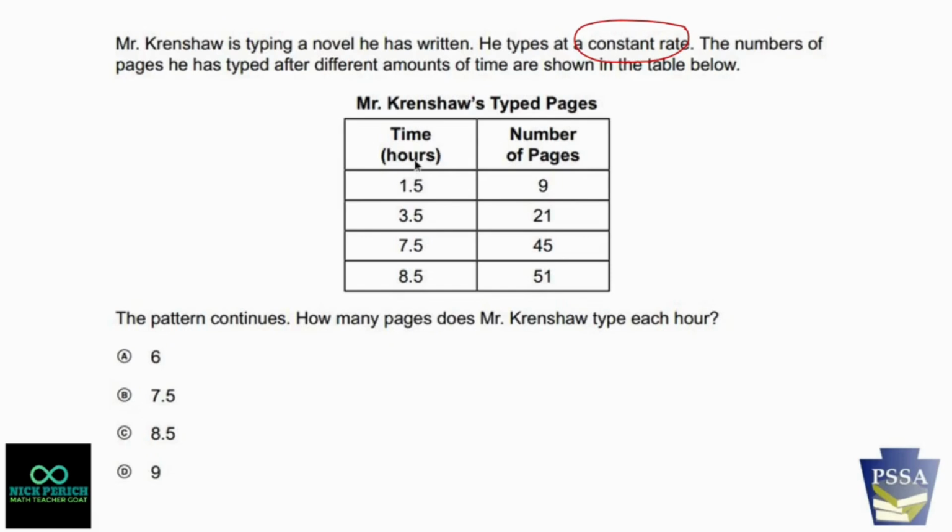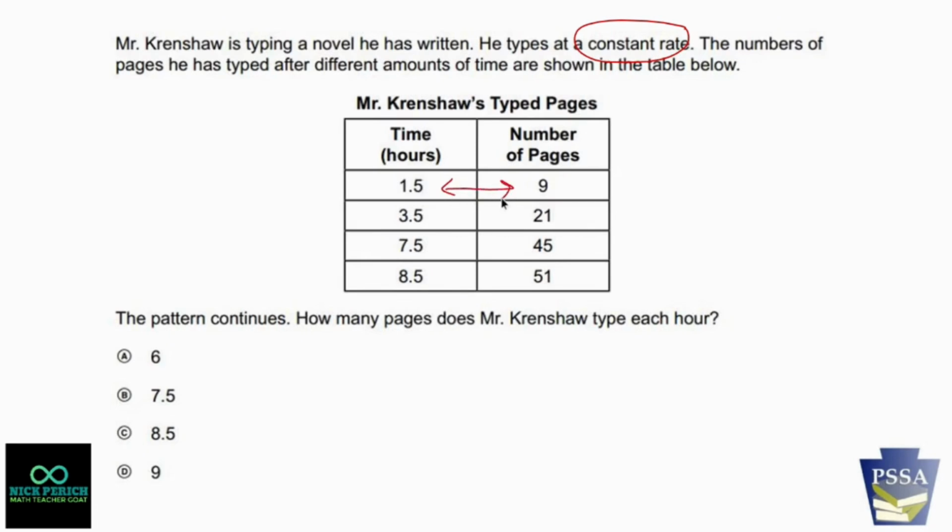So if he typed for 1.5 hours, it was 9 pages that he typed. If he typed for 3.5 hours, it's 21 pages. 7.5 hours, 45 pages. 8.5 hours, 51 pages. The pattern continues. How many pages does Mr. Crenshaw type each hour? All right, well, this is a division problem, and you just pick any row you want.